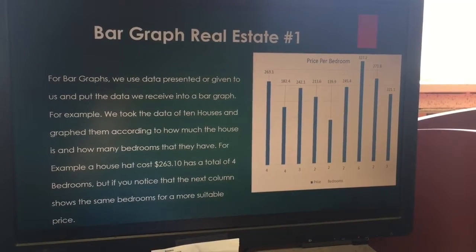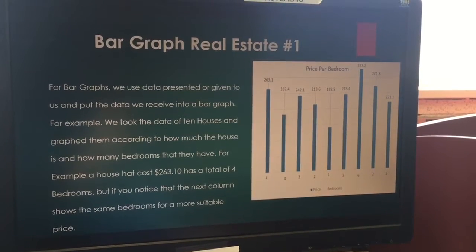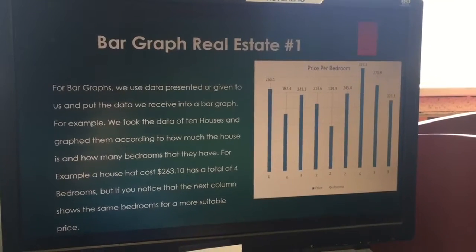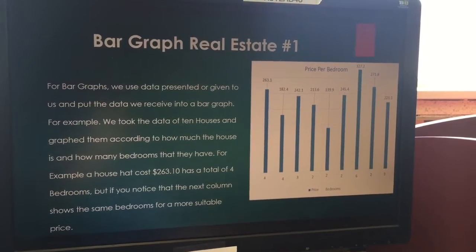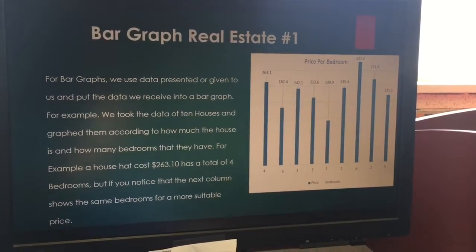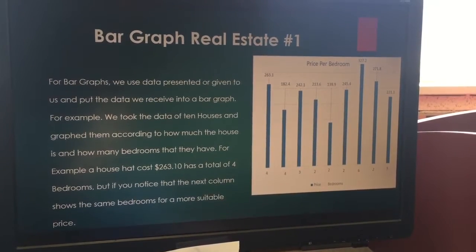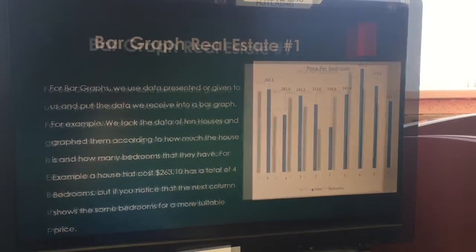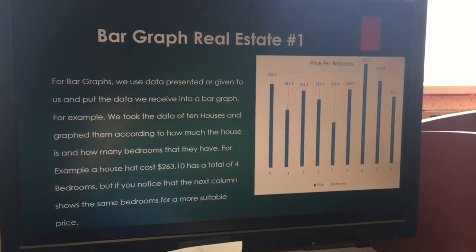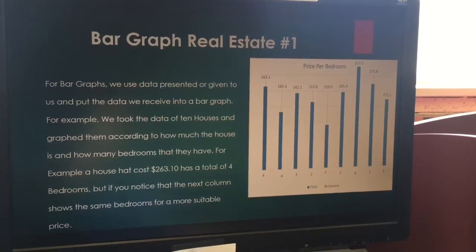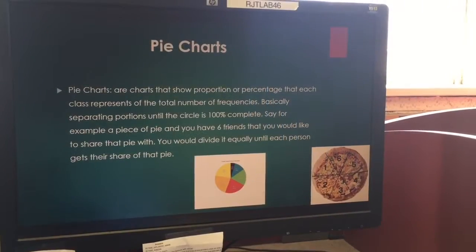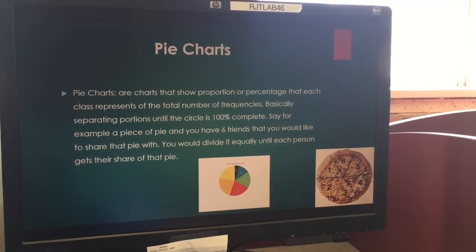For example, a house costs $263,010 and has a total of 4 bedrooms. But if you notice in the column next to it, it shows the same amount of bedrooms for a small nominal price. So as you can see, we have the prices of each house and the number of bedrooms each house has.